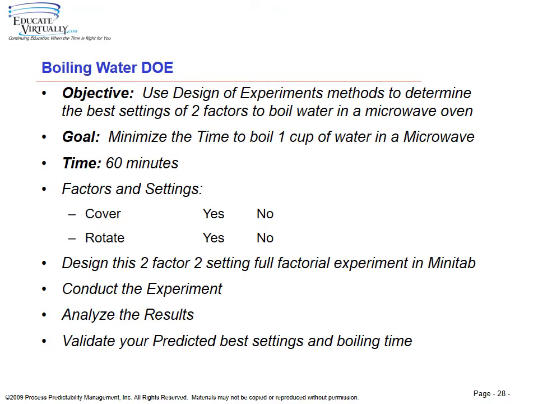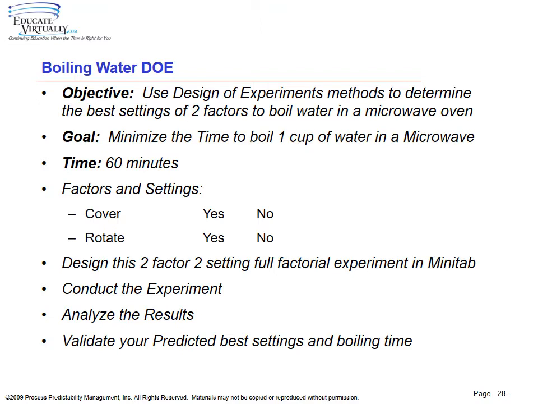The factors and the settings. We're going to use the same size container. I would suggest you use a clear one. We're going to cover it, yes or no, and we're going to rotate it, yes or no. So this is a 2-factor, 2-setting, full factorial experiment, so we'll also be able to study the interaction of covering and rotating as well. You'll conduct the experiment after we've designed it in Minitab, analyze your results, make a prediction, and then validate those best settings in boiling time.